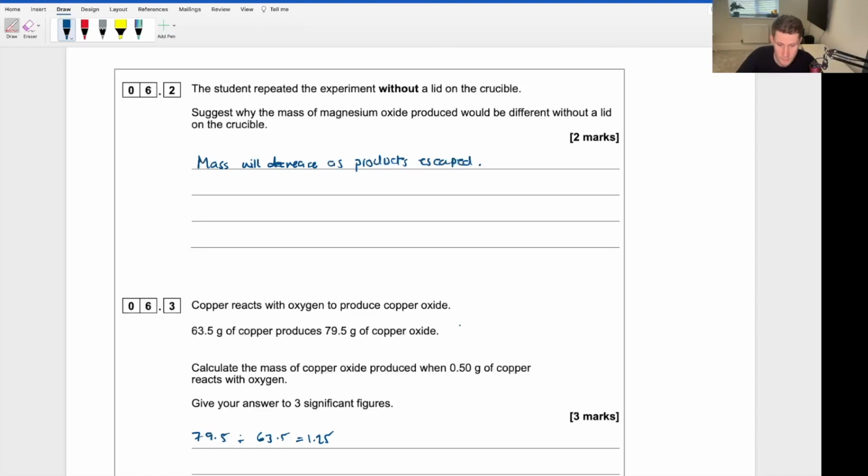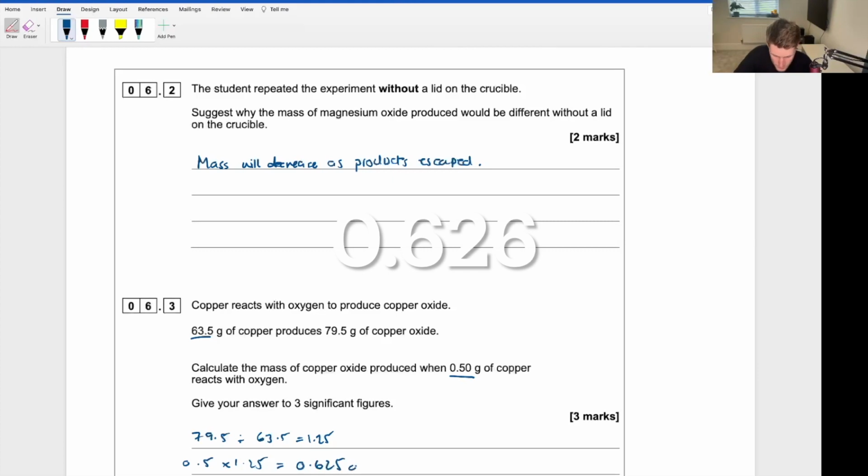I know that if I just lower my amount to 0.5 grams instead of the original 63.5, that increase will still be the same. I'm still going to go up times 1.25. So I'm going to take 0.5 and multiply it by 1.25, and I make 0.625 grams. Okay, to compare the two, I've just looked at how much it's been upscaled by, how much has it increased by, and then I've used that value and increased my 0.5 by the same amount.